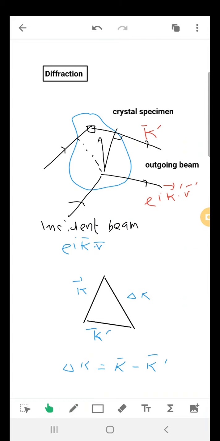So diffraction is when an incident beam of light, having this wave e to the power i k dot r, is incident on the specimen. It gets diffracted, and the diffracted wave number is k dash. So we have e to the power i k dot r as the incident beam, and the outgoing beam is characterized by e to the power i k dash dot r. So this is how the change in wave number from k to k dash takes place, and the difference between the two is called the scattering vector.